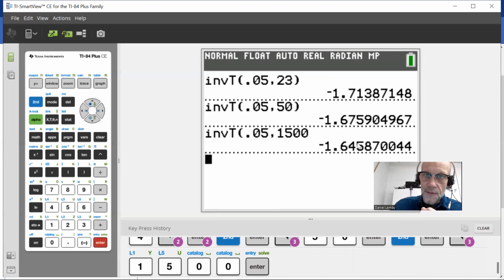So if you go find another video, I think I have made some about how, as the sample size gets large, the t distribution is really close to the z distribution. But WebAssign wants you to use the t distribution. That's why we have that great little Rossman Chance calculator here. And there are other ones out there. If you don't like Rossman Chance, you can go find them.